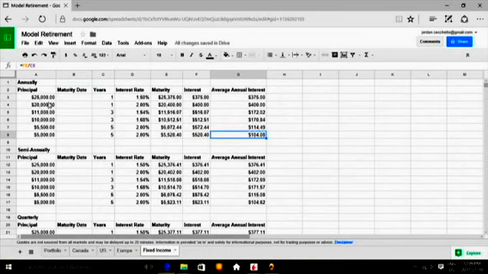So I've done it on an annual, semi-annual, quarterly, and monthly basis depending on your fixed income. So if you have a $25,000 investment, you can put in the maturity date, how many years out it is, the interest rate, and it will calculate automatically the maturity value, the interest value, so the maturity minus the principal, and then the average annual interest, so how much you're going to collect each year from this investment.